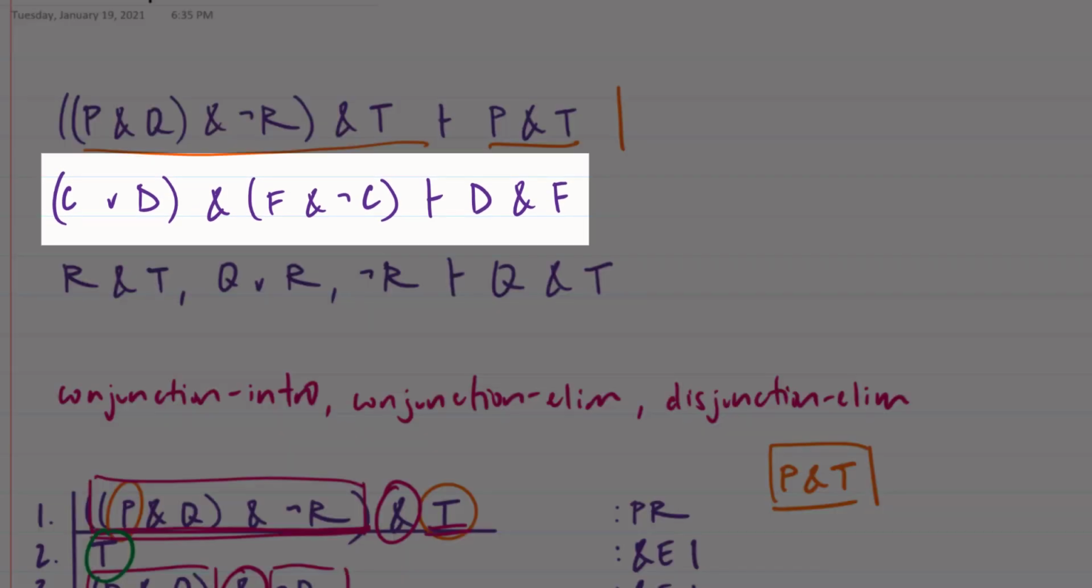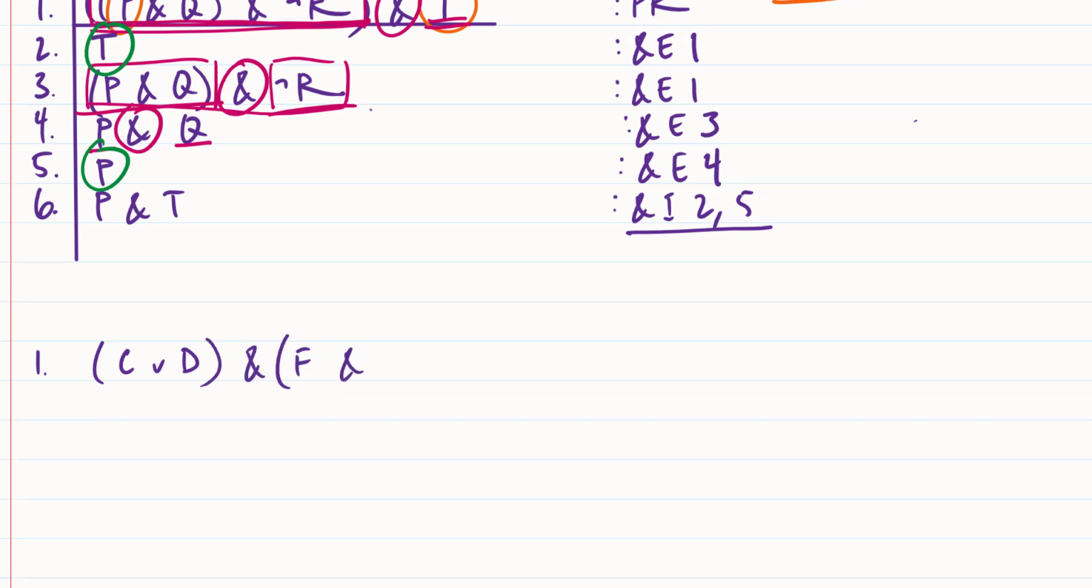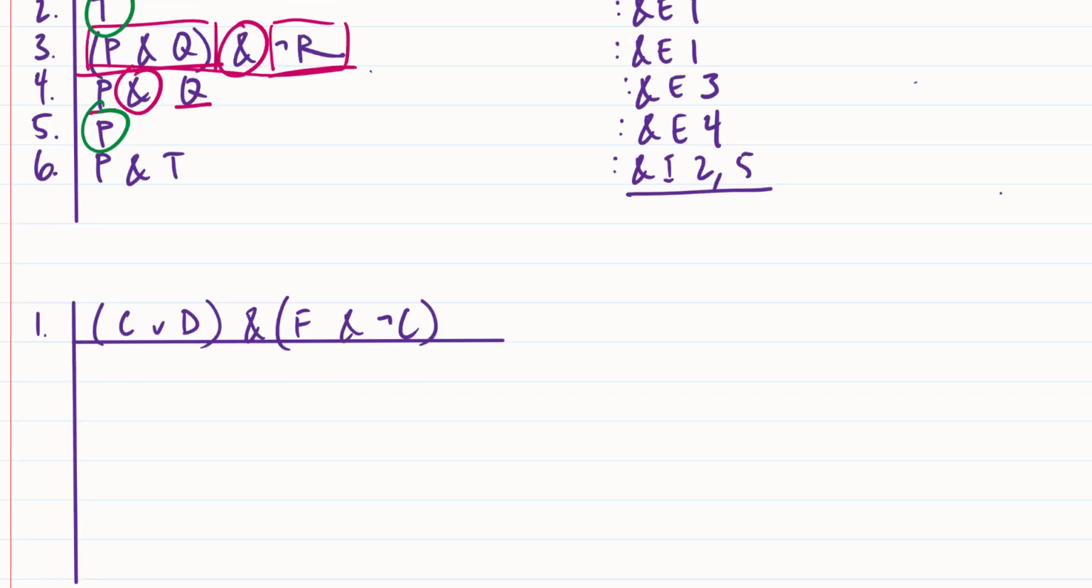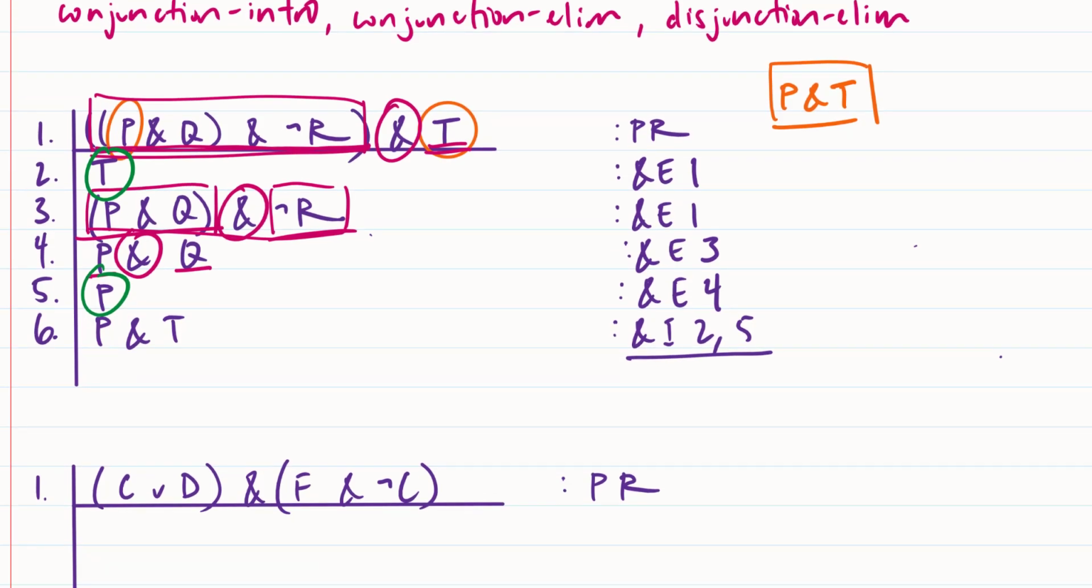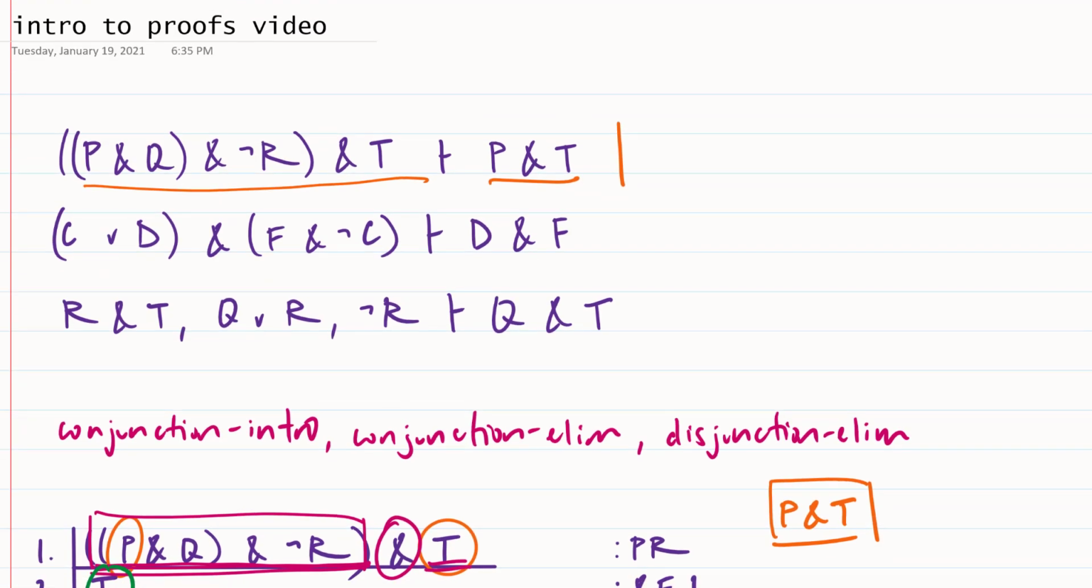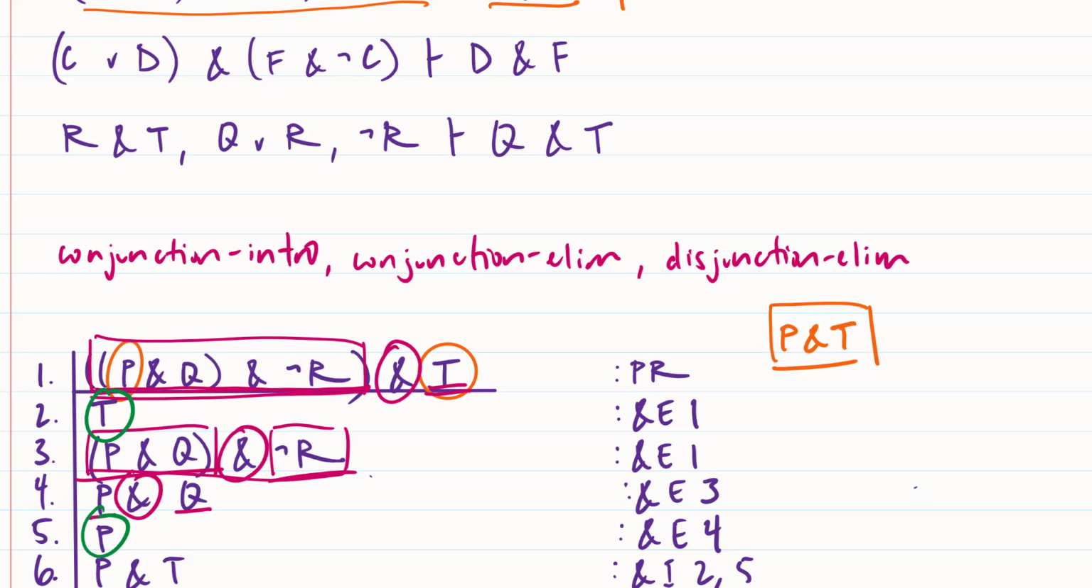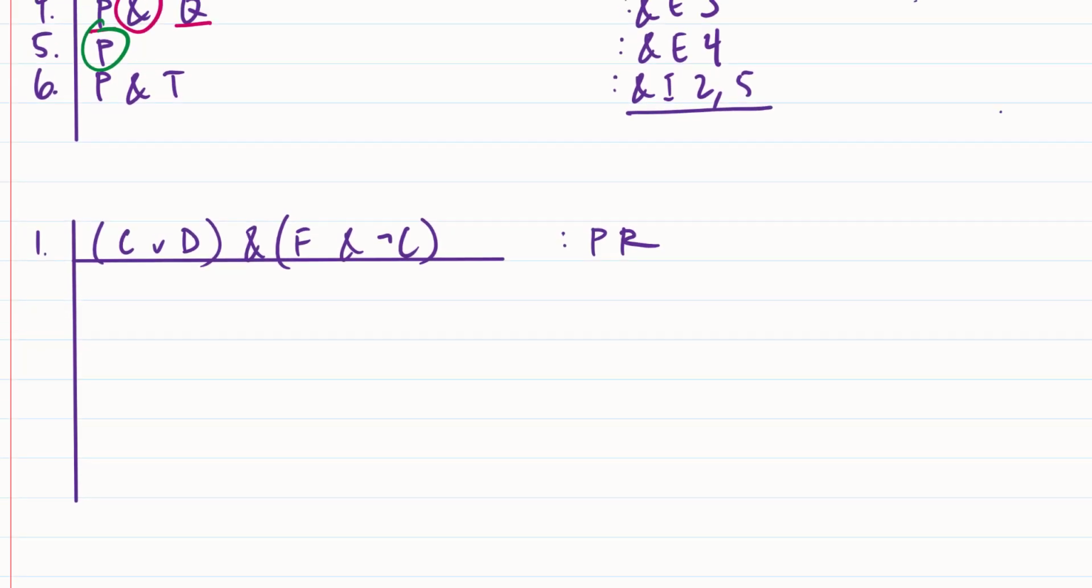Next, we have this. Okay, so again, we have just the one premise, C or D and F and not C. Did I copy that right? Yeah. Okay, our conclusion is D and F. So I'll just make a note of that.